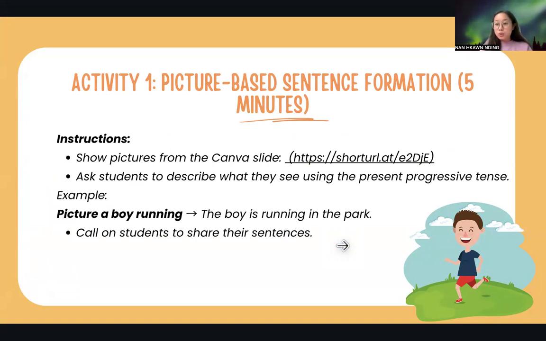So what is she doing right now? So you have to answer with your friends by using present progressive. For example, the answer will be: the scientist is mixing chemicals in the lab.